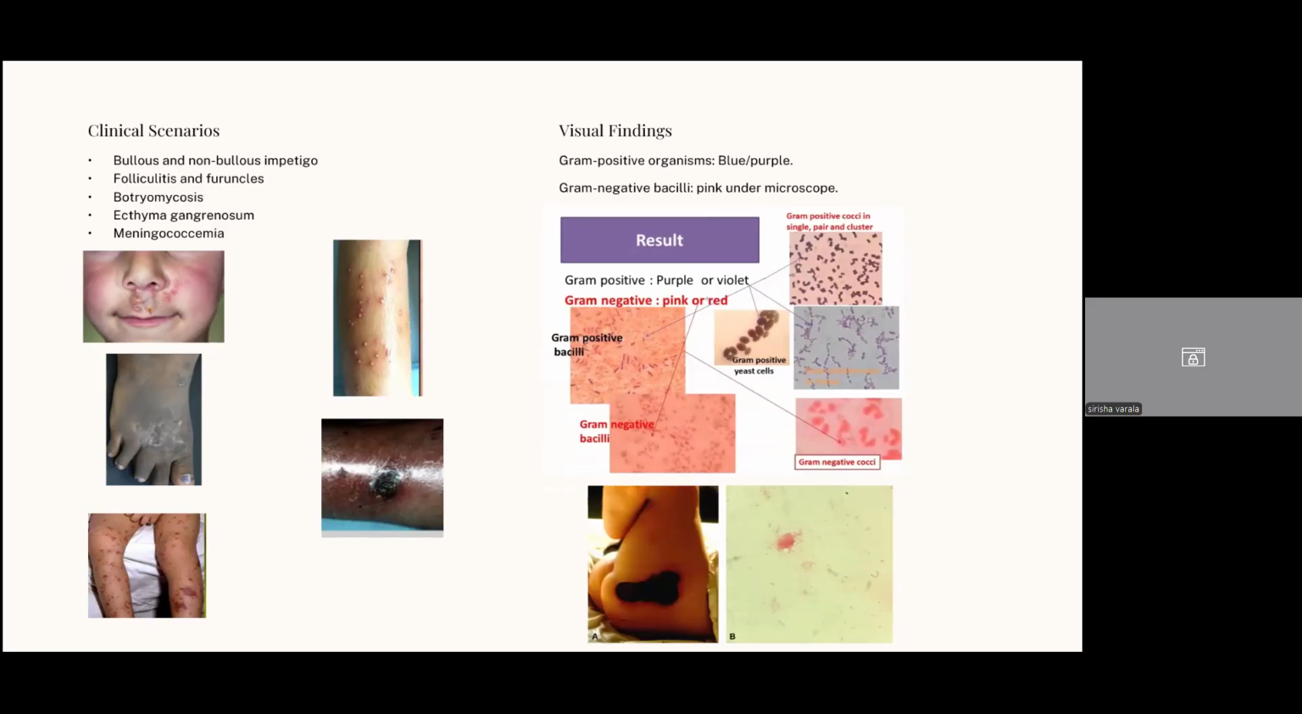And in conditions like ecthyma gangrenosum, you can also do a touch smear. Here you take a biopsy and touch the underside of the biopsy onto the slide, and that touch smear you can take for a gram stain, which will also show the bacilli.